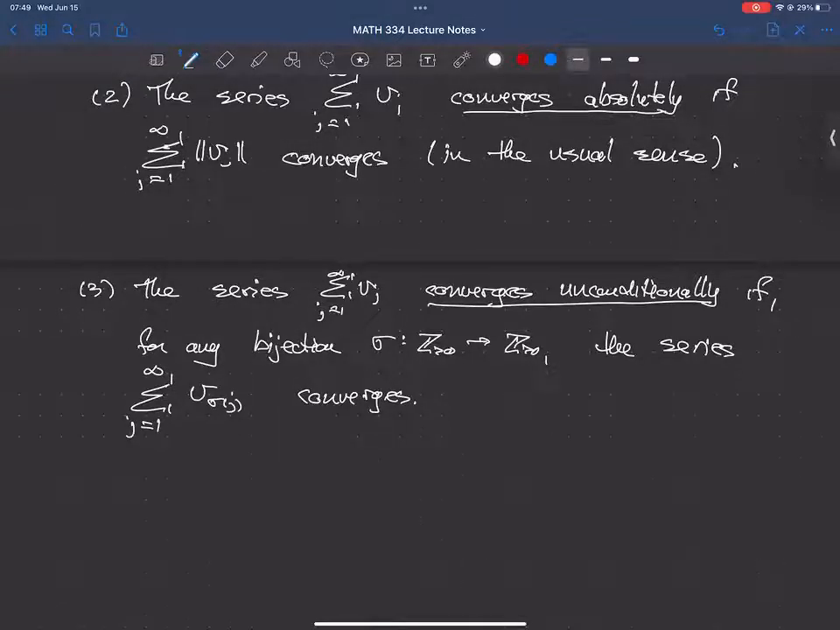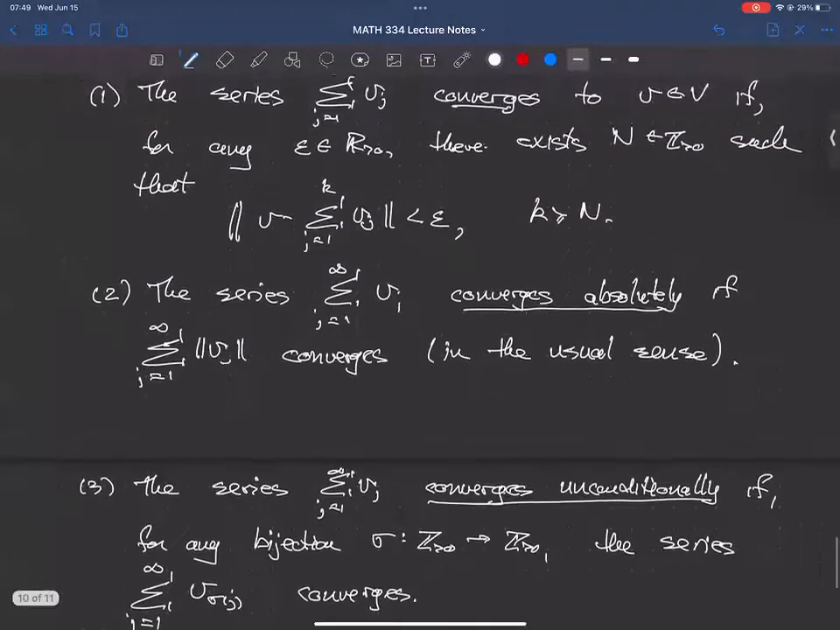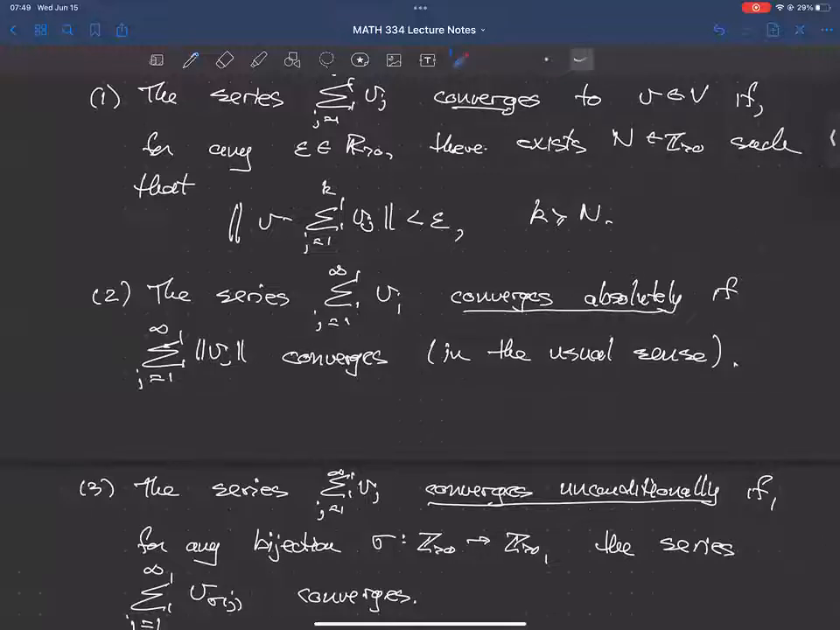It'll converge to the same value if it converges absolutely. Okay, so now one of the things that we know is that for series of real numbers, when the vector space is the vector space R, and in fact for any finite dimensional vector space, it is also true that absolute convergence is the same thing as unconditional convergence, and both of those generally differ from convergence.